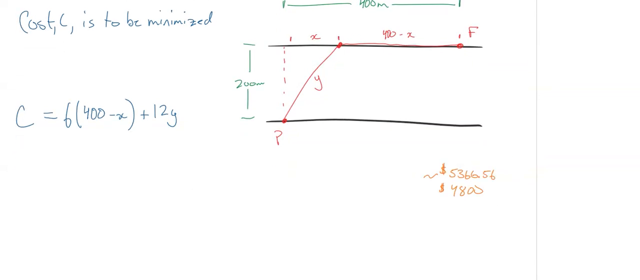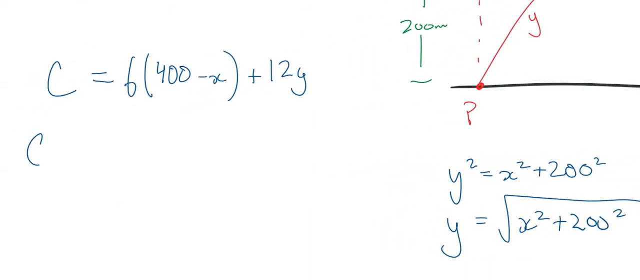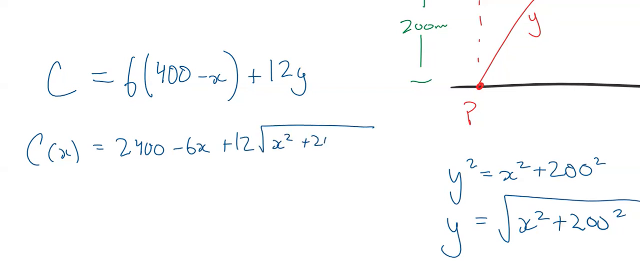So how am I going to write y in terms of x? Sure can, and we sure will. y squared equals x squared plus 200 squared. y equals the square root of x squared plus 200 squared. Can we simplify that any further? I don't think so. So now we take the derivative.